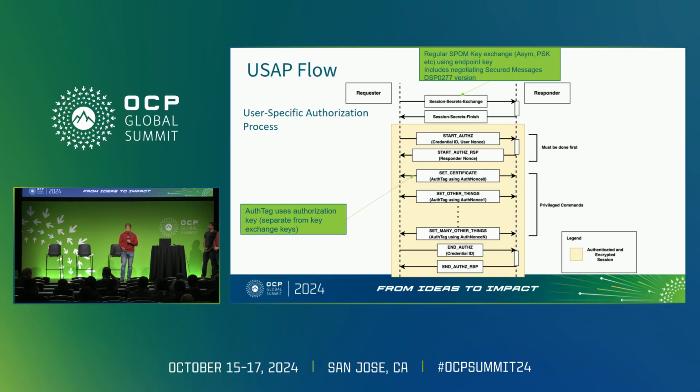Now, once everything ends, then we expect that the user, again, tells the requester through some means, hey, I'm done, so you can now de-escalate the privilege level for me. And that is done through the last two commands that you see, the auth-end request and the auth-end response. Once that's done, for this particular user, it's done, and everything gets restored to normal.